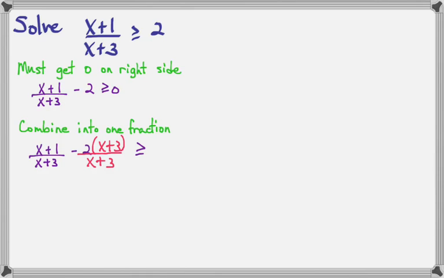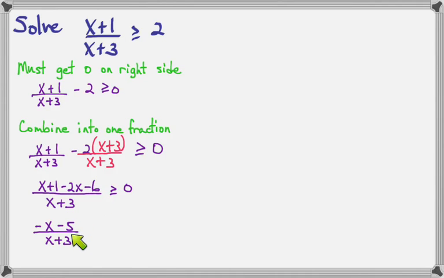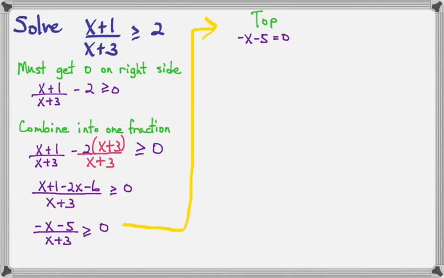Alright, now if I distribute that negative 2 times x is negative 2x, negative 2 times 3 is negative 6. And so now this is all of the top, and the bottom is x plus 3. And if we combine the like terms in the top, x minus 2x is negative 1x, 1 minus 6 is negative 5, and now we'll have to find the solutions of the top and the solutions of the bottom.